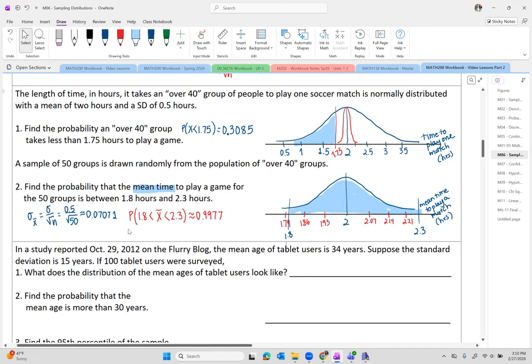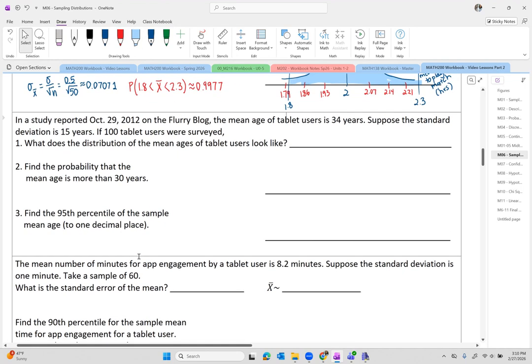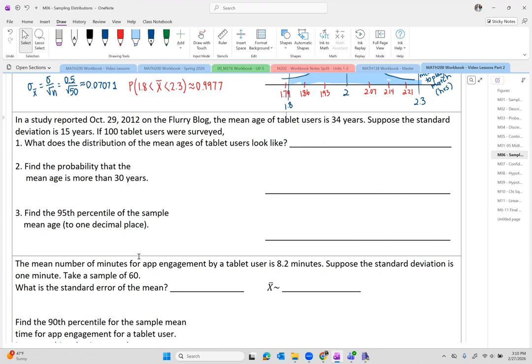Let's do one more example. In a study reported on October 29, 2012 on the Flurry blog, the mean age of tablet users is 34 years. Suppose the standard deviation is 15 years and 100 tablet users were surveyed.